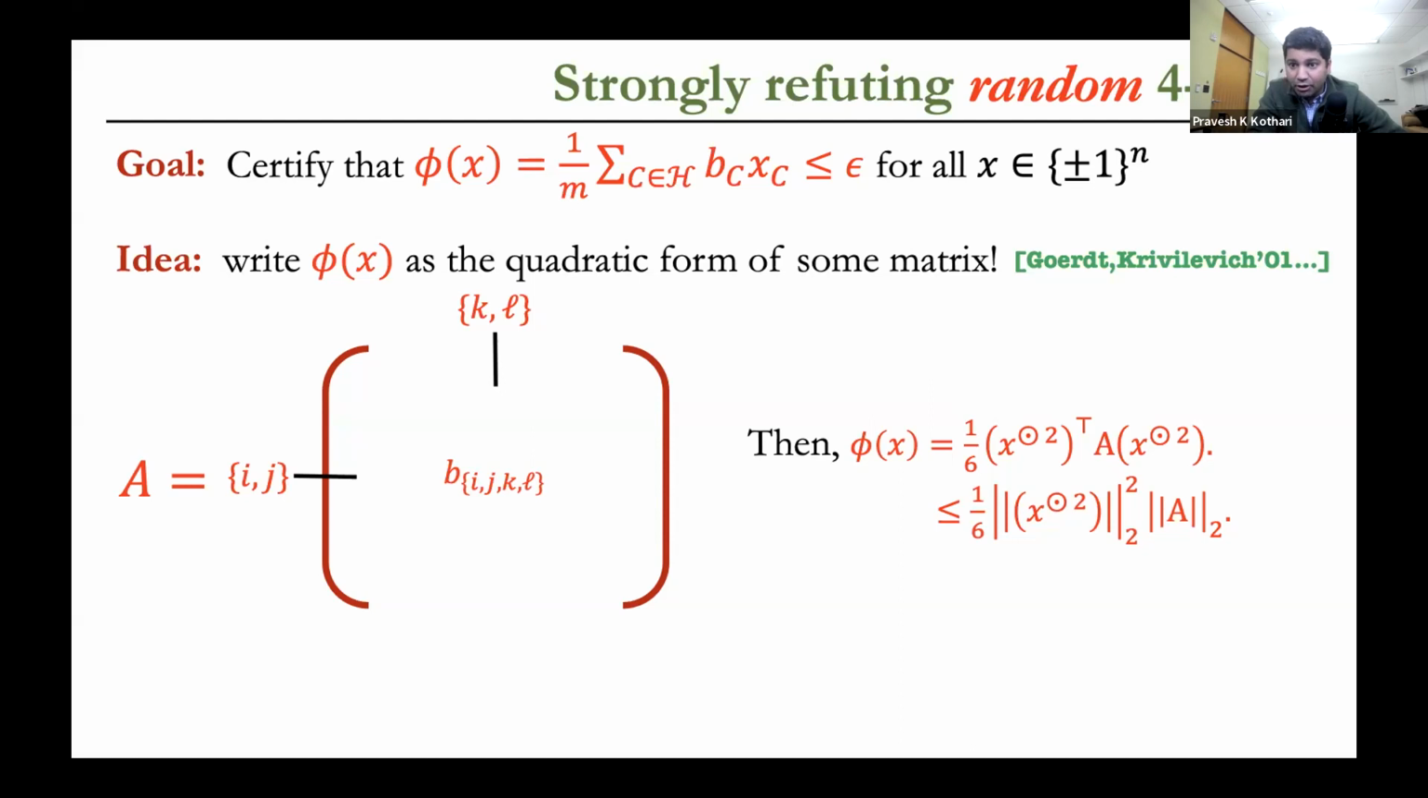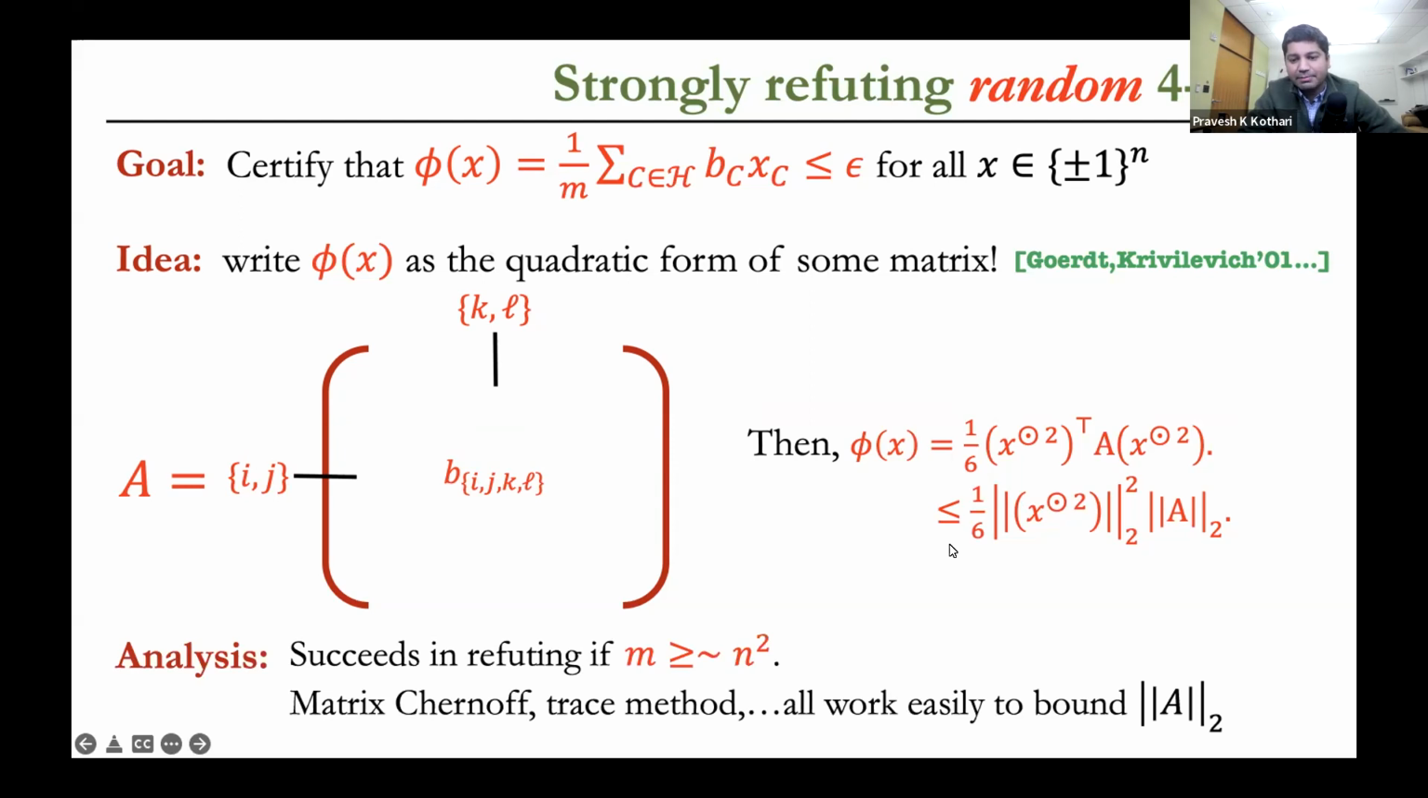Why is that? Well, because X circle 2 has entries which are ±1. So the L2 square norm of this vector, no matter what X it is, is simply n choose 2. Okay. So this right-hand side is simply 1/6 times n choose 2 times the maximum possible singular value of A. So all we need to understand, if we have to get a refutation, is what this largest possible singular value is of this matrix.